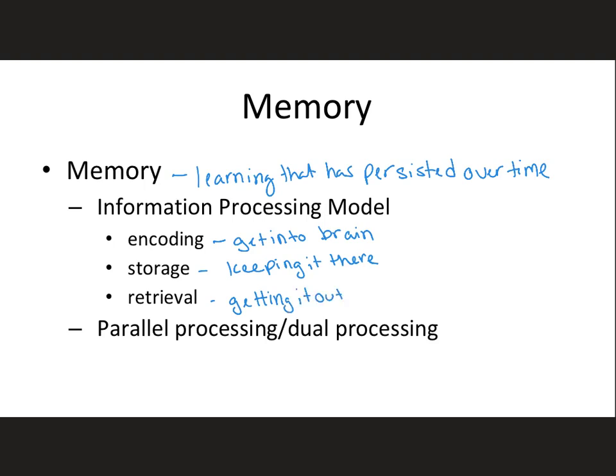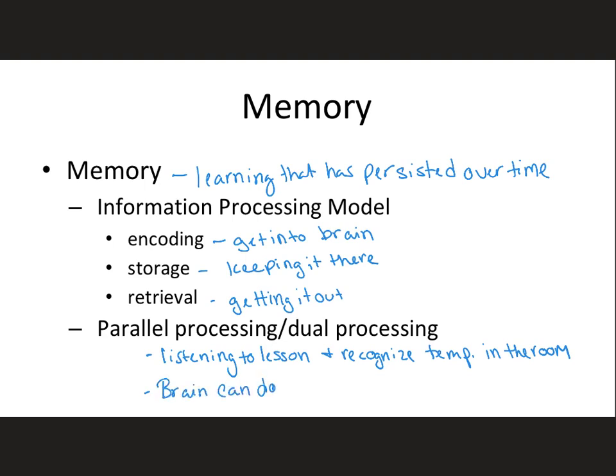Now, one of the cool things about our memory is to some extent, we can have parallel processing and dual processing, meaning that you can be listening to the lesson and recognize the temperature in the room. So your brain can do 2 things at once.